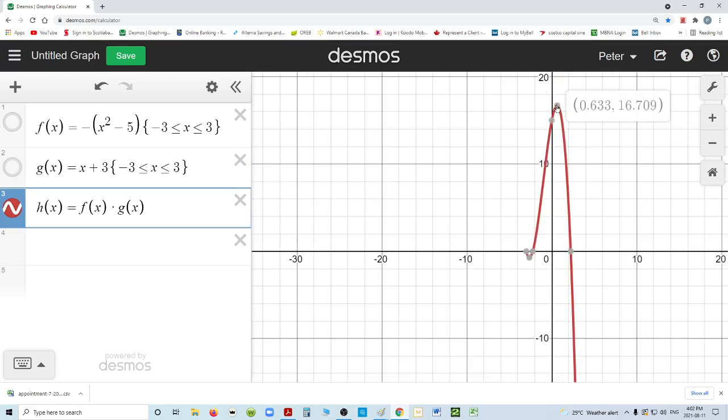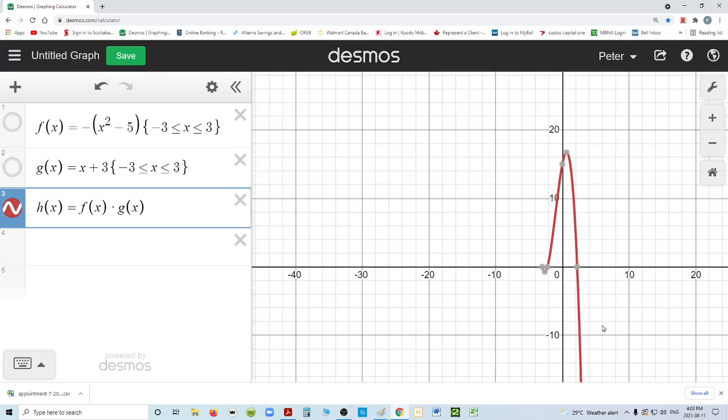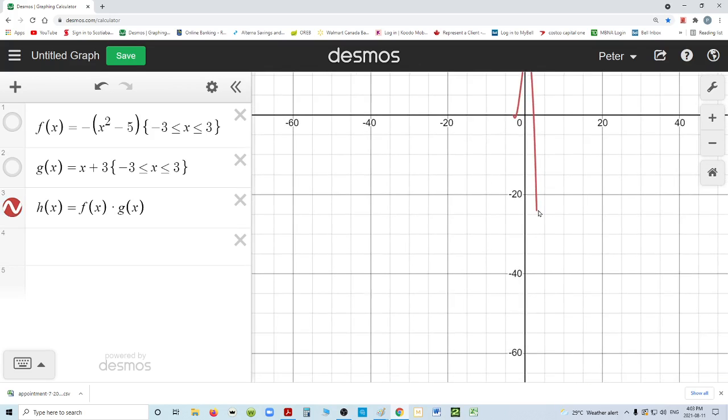Sure enough, look. There's the y-intercept we had. And there's that other one. And it goes down as far as there. Like I said, minus 24.